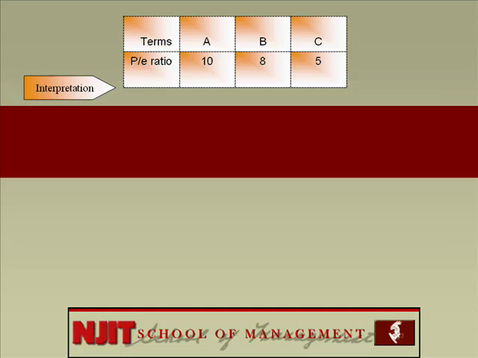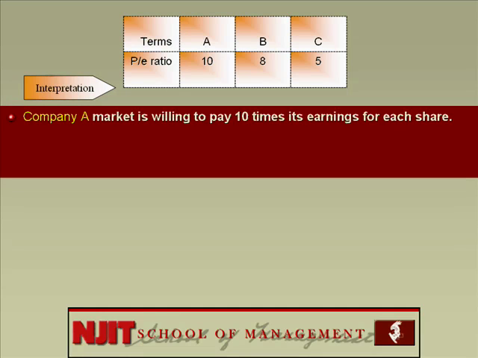Here we go. Company A, PE ratio 10 means the market is willing to pay 10 times its earnings for each share.